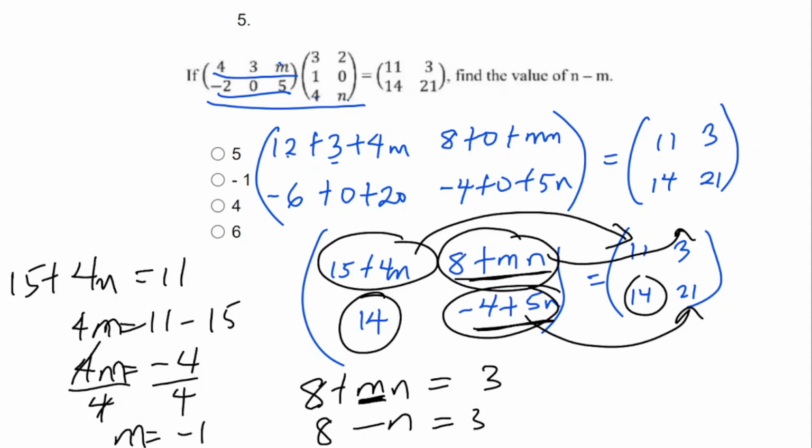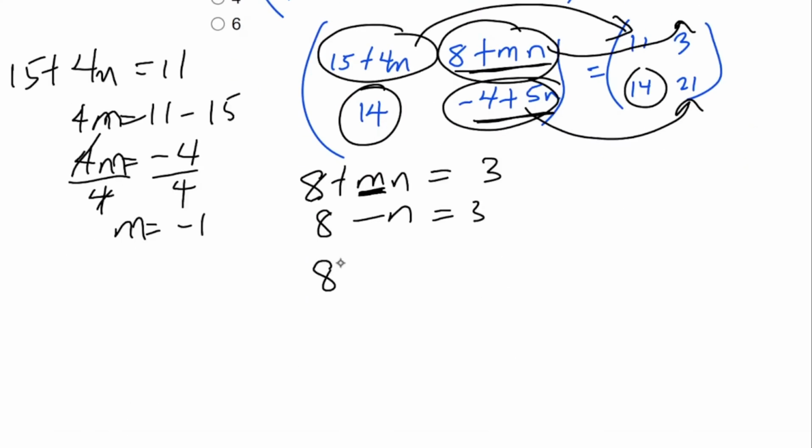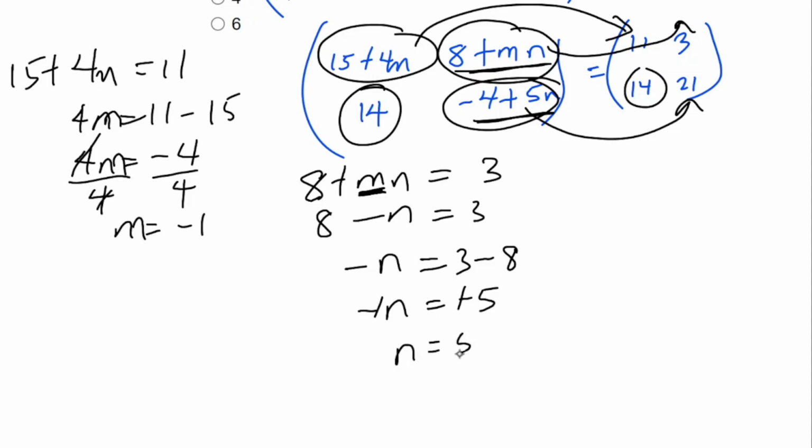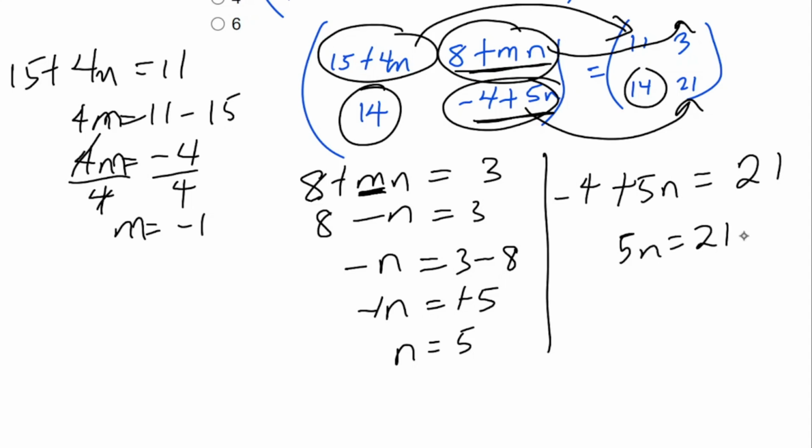So let's solve it straight. That's going to give us minus n equals 3 minus 8. That will be minus n equals minus 5. So the minus cancels, and therefore n is equal to 5. And if you make use of the other one as well, which is minus 4 plus 5n equals 21, this will be 5n equals 21 plus 4. This will be 5n equals 25. Divide both sides by 5. So therefore, n equals 5 as well. I hope this is very clear.